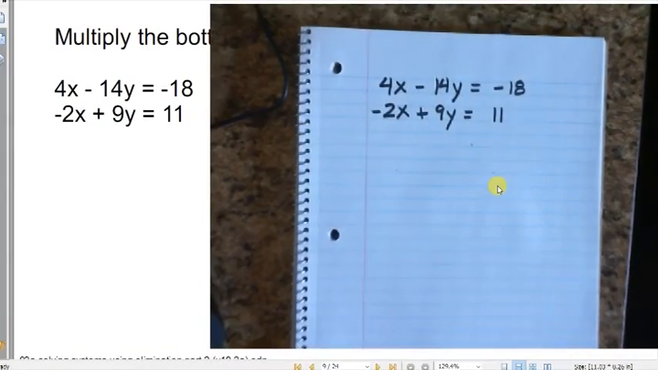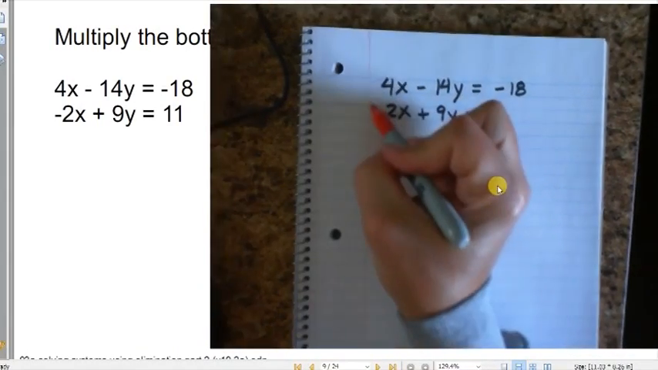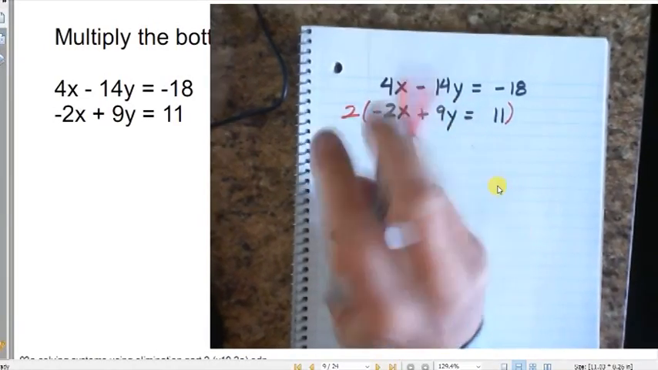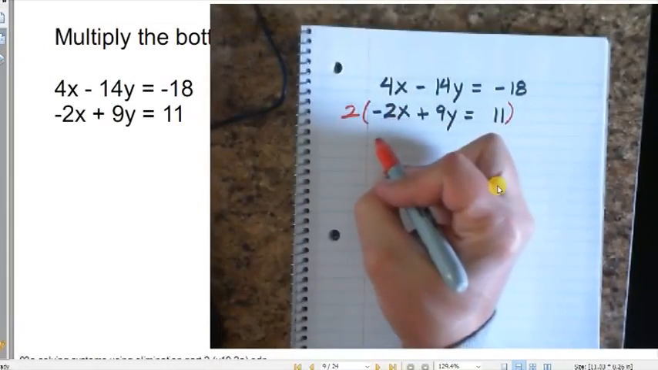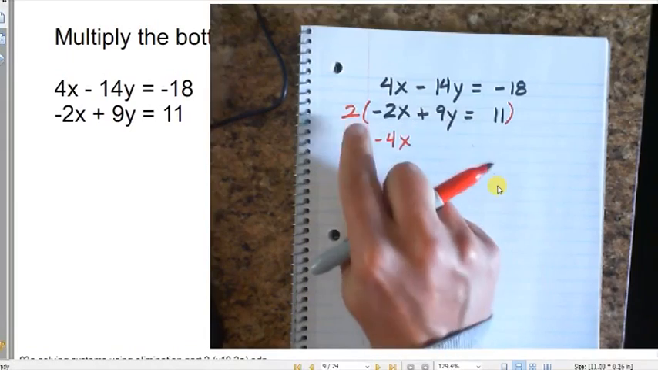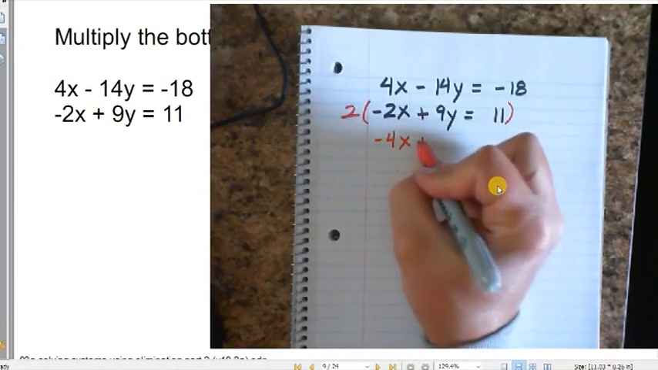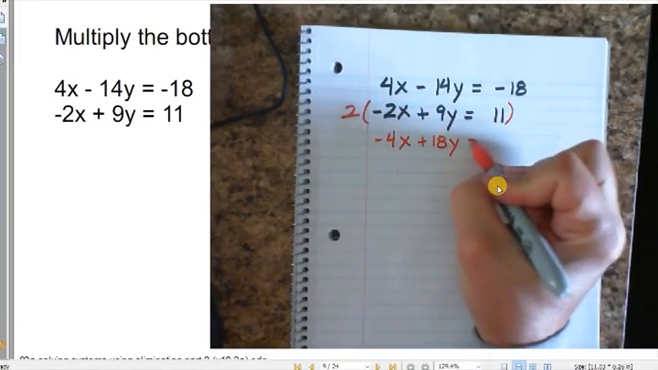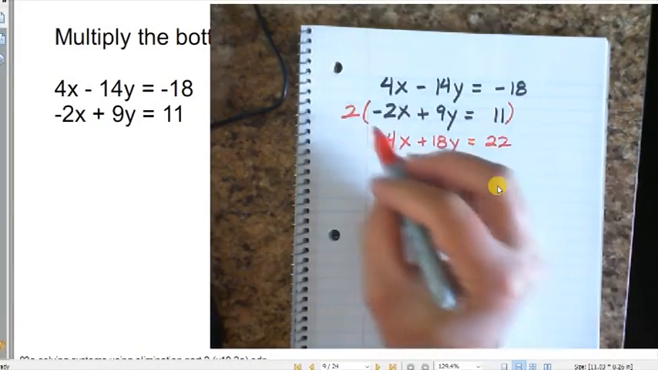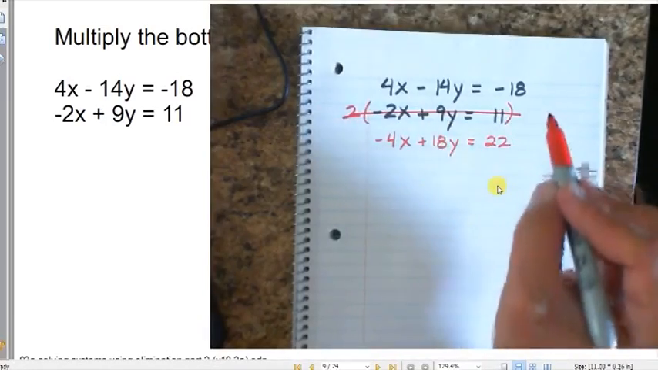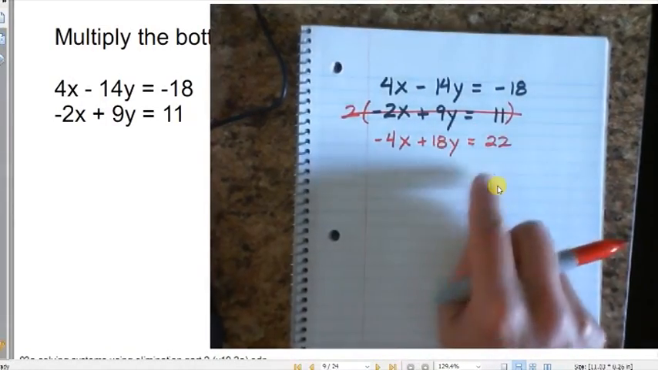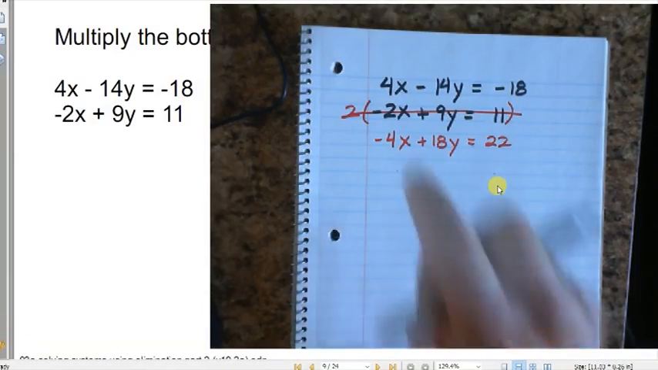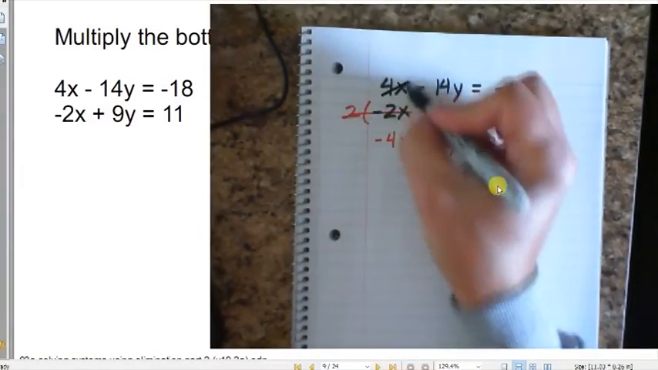I'm going to multiply the bottom by 2. That's going to give me, let's see, 2 times -2 is -4x. 2 times 9 is 18y. 2 times 11 is 22. This equation is gone. It doesn't exist anymore. It became this equation. They are the exact same equation. And now the x's will cancel.